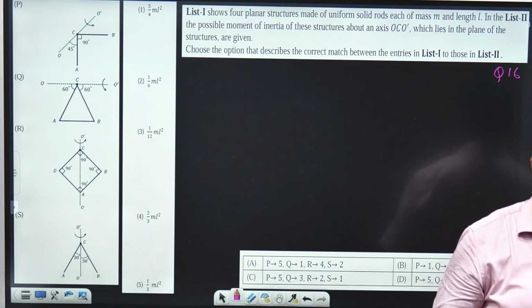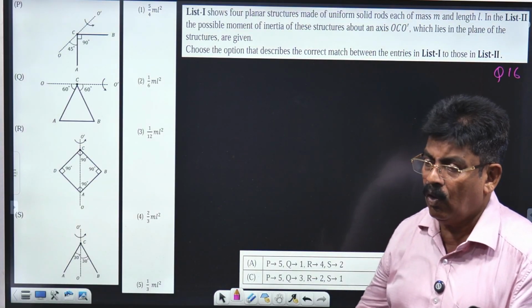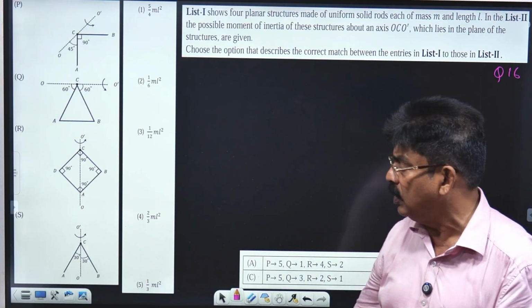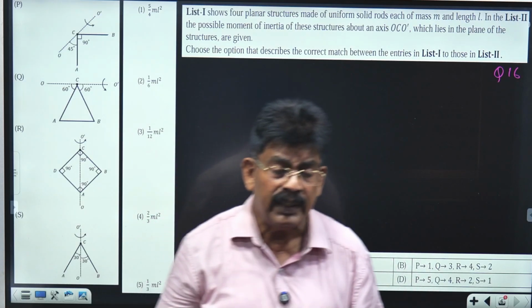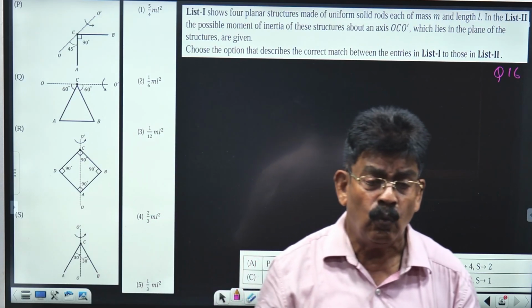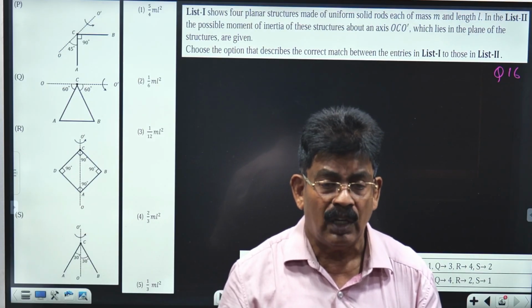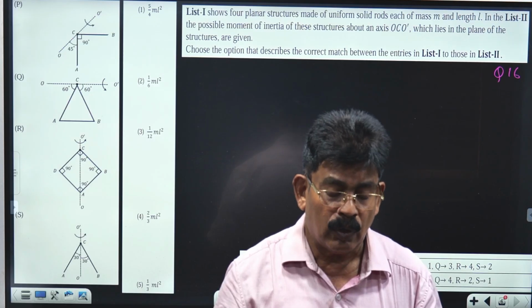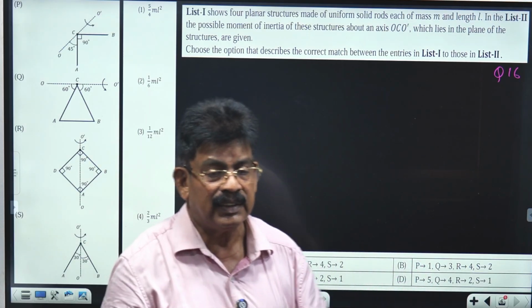In all the cases, 1, 2, 3, or 4, whatever it may be, there is a rod of length L, either one rod, two rods, four rods, etc. But all the rods are trying to rotate about an axis passing through one end of the rod. In all the cases, this is the figure.